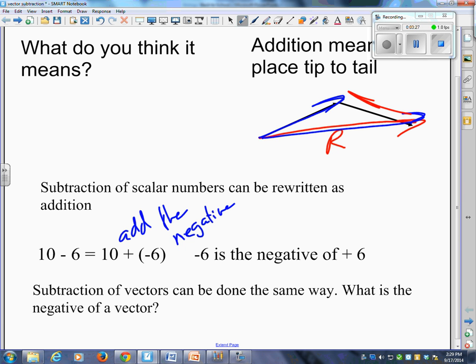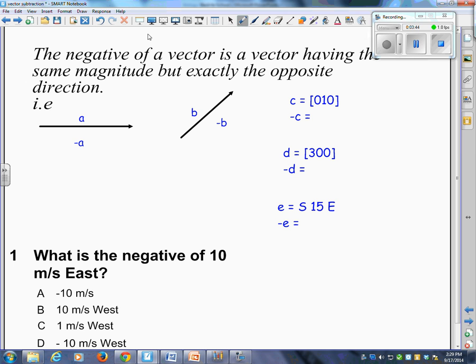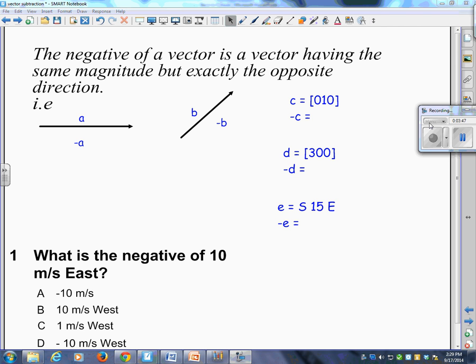Minus 6 is the negative of plus 6, and vice versa. Well, what's the negative of a vector? The opposite direction? She's absolutely right. The negative of a vector simply means the opposite direction. A pretty simple concept. Mathematically, it's a little bit more difficult, but the idea of the opposite direction is pretty straightforward. If I'm going east, the opposite of east is west. The opposite of north is south, and so on.